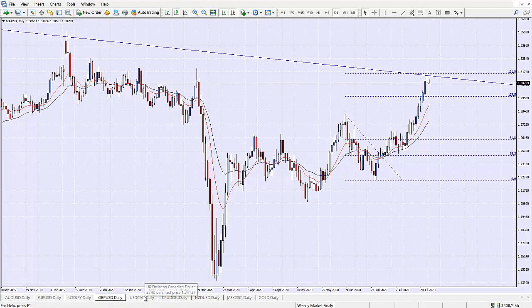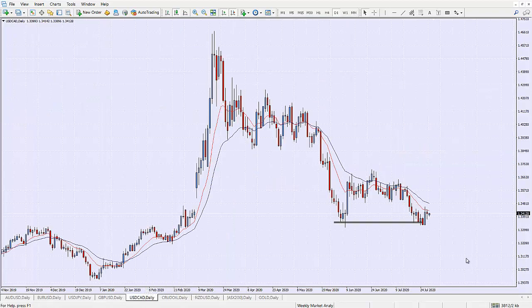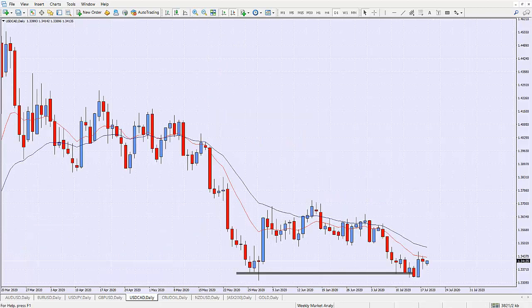Let's have a look at the USD CAD. Oh, okay, here there was a trade here. Did anybody take this, I wonder? Last week when I was looking at this, I drew in this bottom level and I said, let's see if this can act as a double bottom.